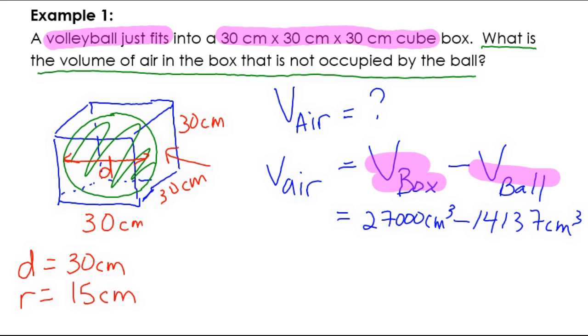So I'm actually very, very close to being done my solution here. So I'm going to subtract the volume of the ball from the volume of the box, and that gives me approximately 12,863 cubic centimeters. It doesn't tell me where to round. I'm just going to round to the nearest whole. If the question specified, you would probably want to do that and round it to the proper number of digits. In this case, they don't tell me.